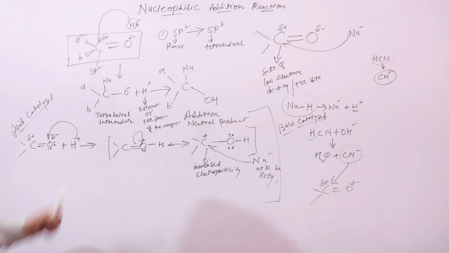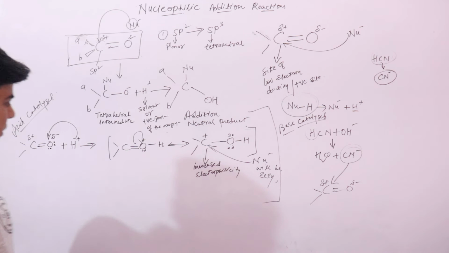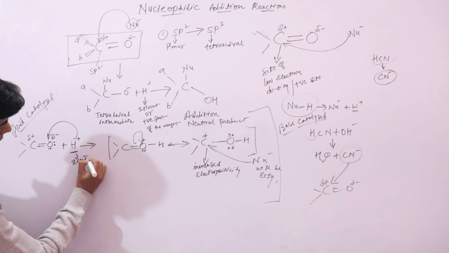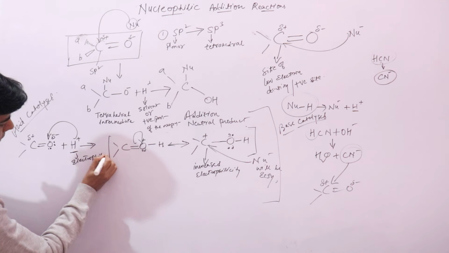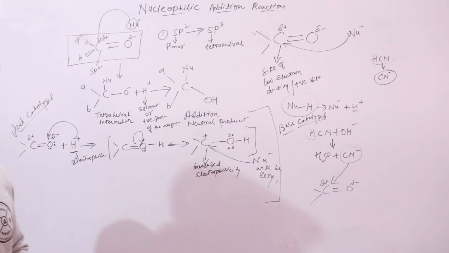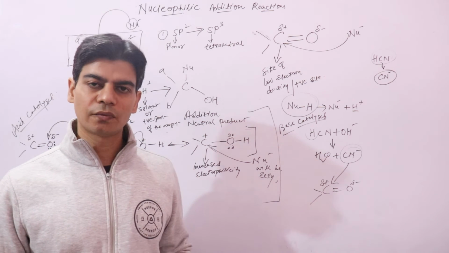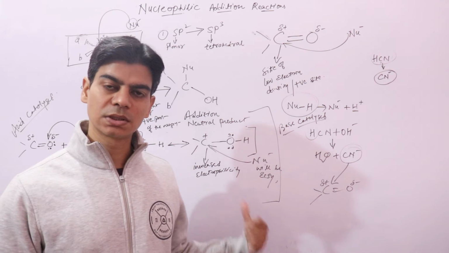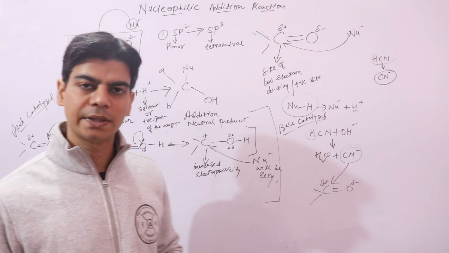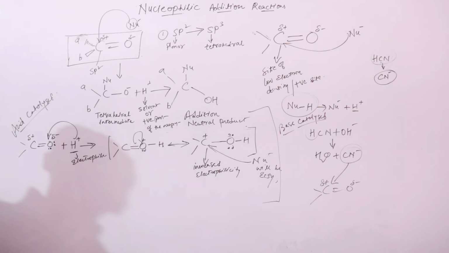Now if you look at this reaction, what is this? This is an electrophile, right? This electrophile is attacking the negative part, right? So we can also call it an electrophilic addition reaction, but we don't call this reaction electrophilic addition. We always call it nucleophilic addition reactions. Why? Because there are some reasons.